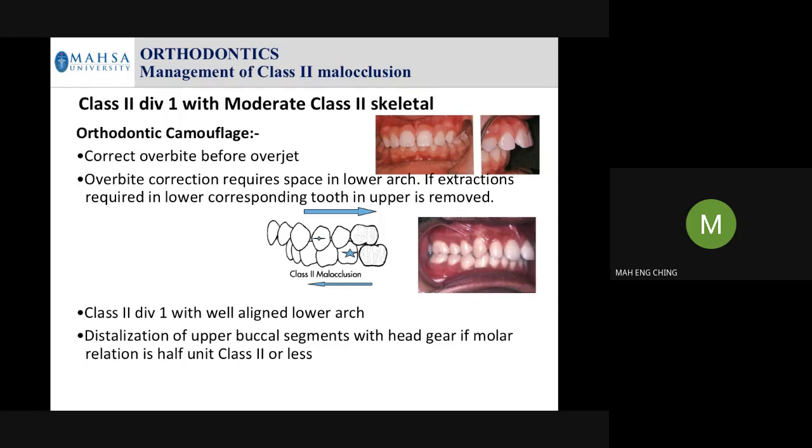So what happens to class 2 division 1 with a moderate class 2 skeletal pattern? Just now we talked about the class 1 or mild class 2 skeletal pattern, but when it comes to a moderate class 2 skeletal pattern, usually we have to do braces plus extraction. That means fixed braces will come in for this kind of case. Of course, you can do orthodontic camouflage by correcting the overbite before the overjet.